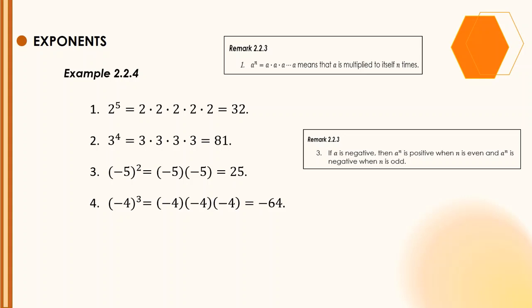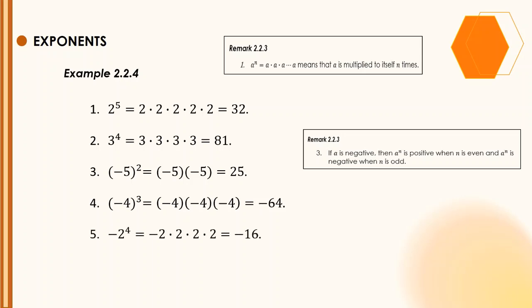Number 4 is quantity of negative 4 cubed. In here, negative pa rin ang a, negative 4. But ang exponent niya is 3 which is odd number. So negative dapat ang result. That is, i-multiply natin ang negative 4 ng 3 beses. Negative 4 times negative 4 times negative 4 is equal to negative 64.